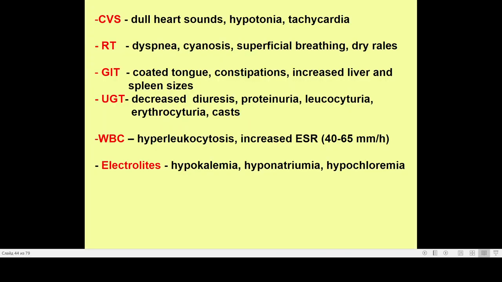Other signs. Cardiovascular system: first of all, hypotonia, possible development of infectious toxic shock, tachycardia and dullness of heart sounds. Respiratory system: dyspnea, cyanosis, superficial breathing, dry rales. GIT: maybe constipation, increasing size of liver and spleen, usually not from the first day of disease, of course, but it is possible as a compensatory reaction.